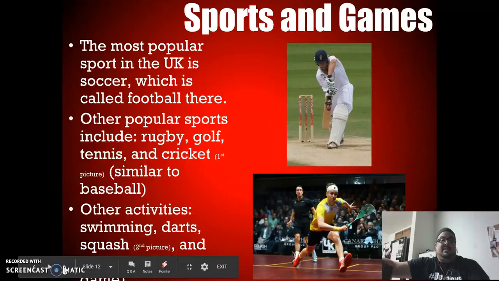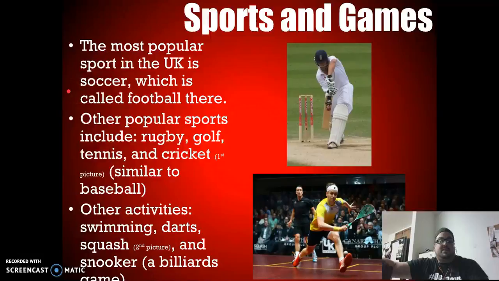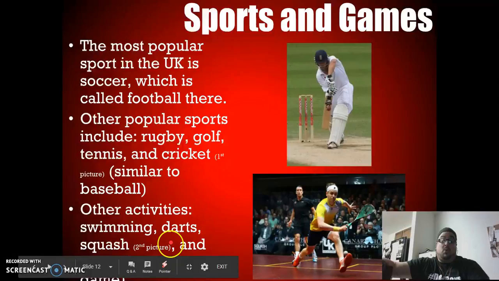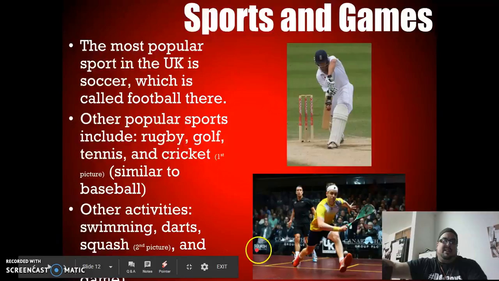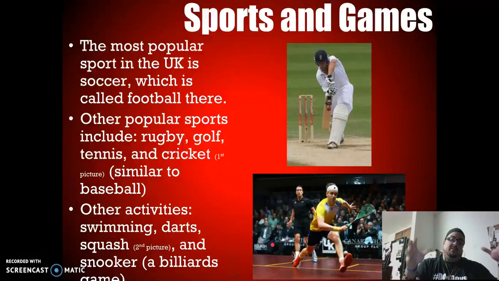Okay, sports. Most popular sport in the UK is soccer, which is called football. Rugby, golf, tennis, and cricket, similar to baseball. This is cricket. I will show you guys a video towards the end of the week about what cricket is. Other activities: swimming. Darts is huge in England. Squash, which is like tennis with a heavier birdie, like in badminton. I think it's either a heavier birdie or a heavier ball. Snooker is a billiards game. Basically people play pool, but snooker is the table with the white pegs and the red ball. I've never played it. I've been shown it once and I've never taken the time.